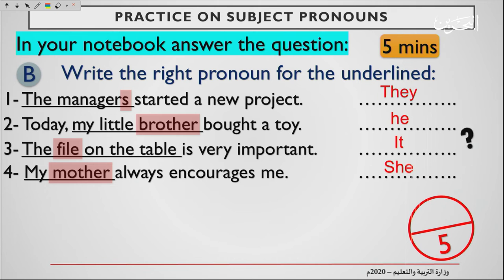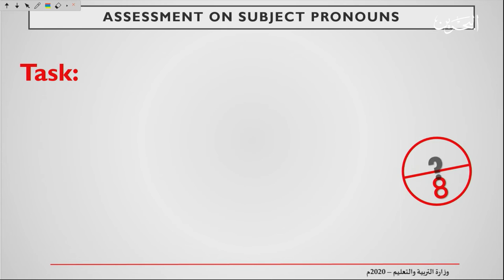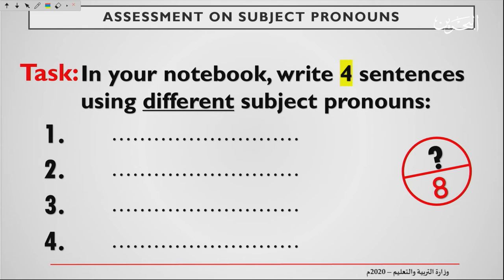All right. Task number seven. This has the highest grade. In your notebook again, write four sentences using different subject pronouns. One, two, three, and four. You have 5 minutes to do that. Remember all the subject pronouns we have. Try to add sentences that you are familiar with. Write them down.